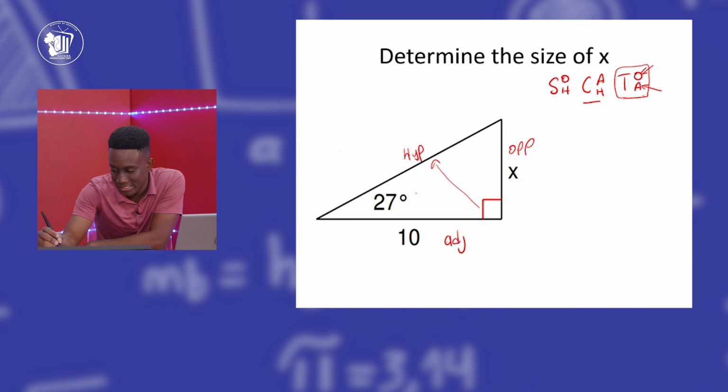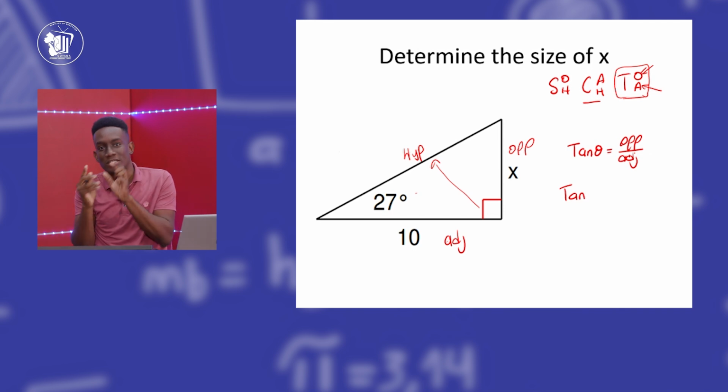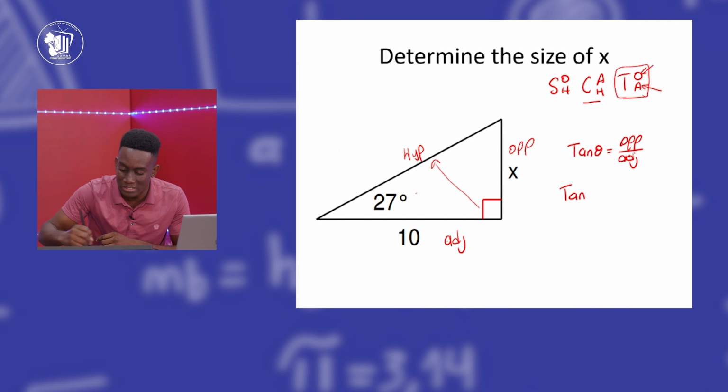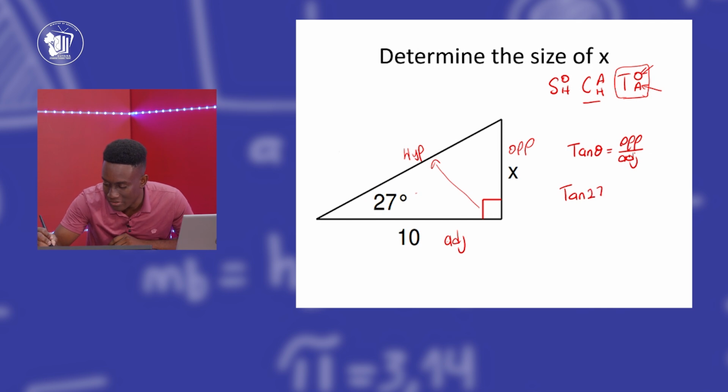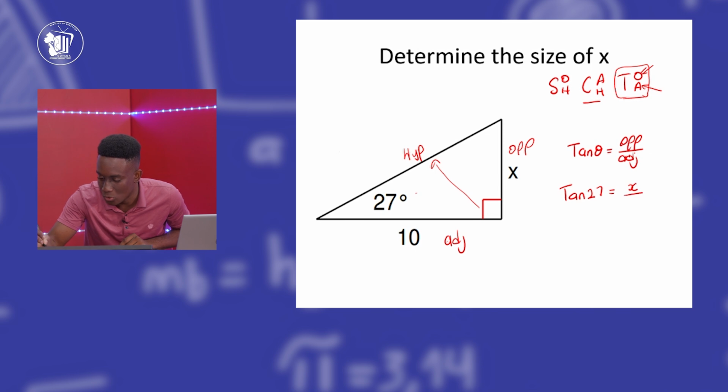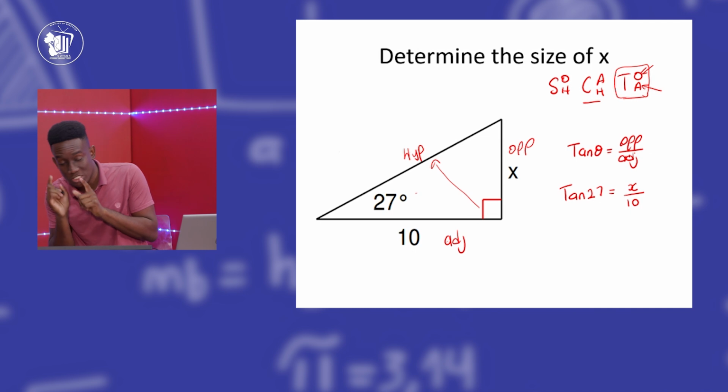So we can say tan theta is equal to the opposite over the adjacent. Now theta is always used to represent an angle. Whatever angle you use as reference to find the opposite and so on, that will be theta. So theta in this case would be the 27. So this would be tan 27 is equal to the opposite, which is x, over the adjacent, which in this case is 10. So now it's just for us to solve for x.